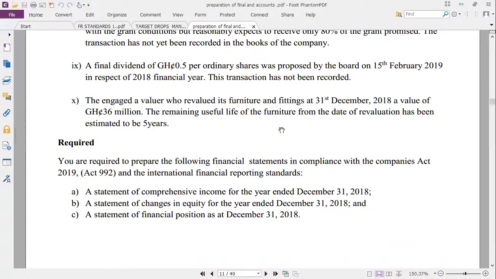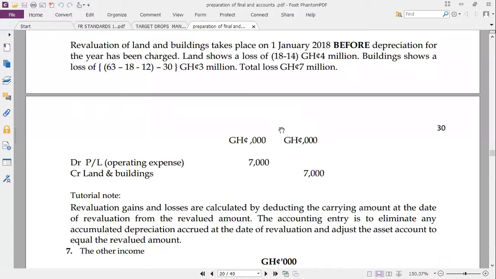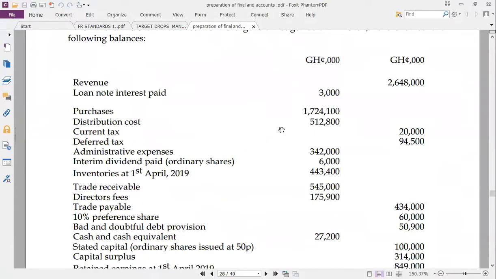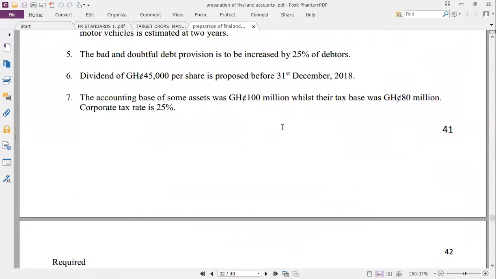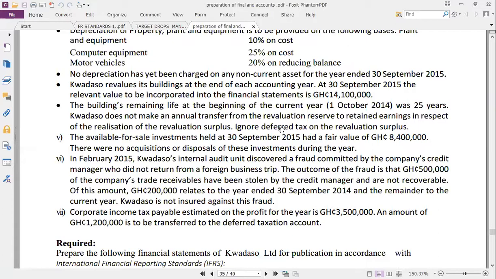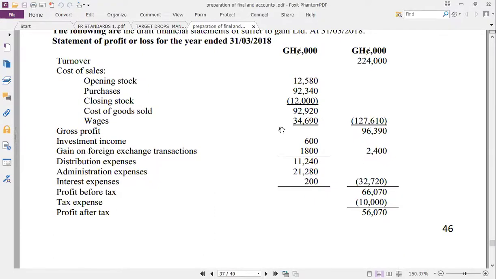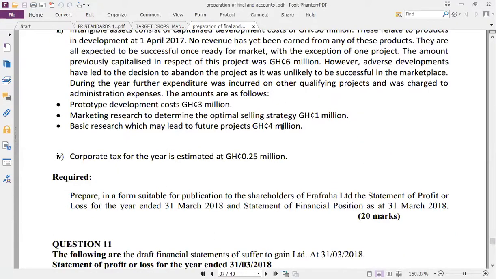Now there's a question here that I want us to go through. It's called Suffer to Gain. But that's the last question in the handout. Suffer to Gain. Suffer to Gain. That's question number 11 in the new one. Suffer to Gain. The last question in the handout.